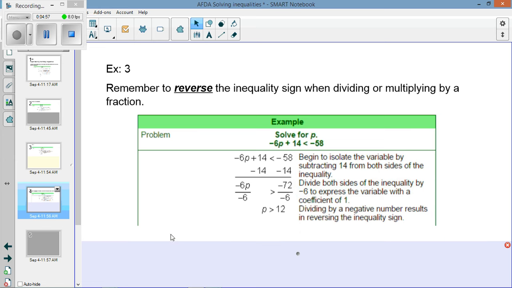So if you wanted to test out what would happen if you left the inequality and didn't reverse it when you divide, just pick a value, plug it into your equation, and see if it works. What you'll find is that if you don't switch the sign, you don't reverse that inequality sign, you actually come up with an incorrect answer.